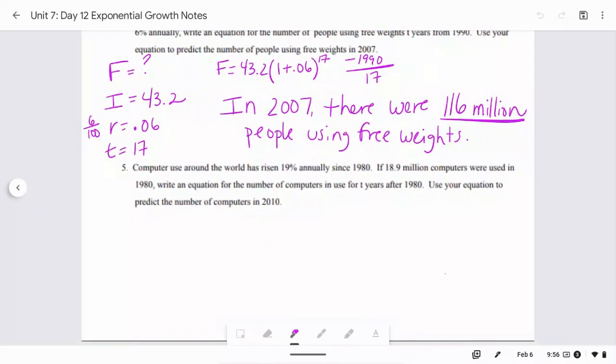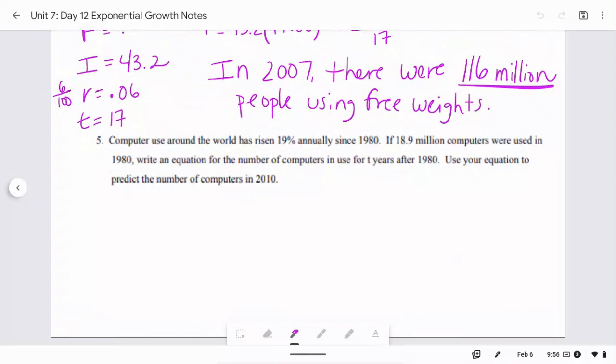Okay, last example, example 5. Computer use around the world has risen 19% annually since 1980. If 18.9 million computers were used in 1980, write an equation for the number of computers in use for t years after 1980. Use your equation to predict the number of computers in 2010.